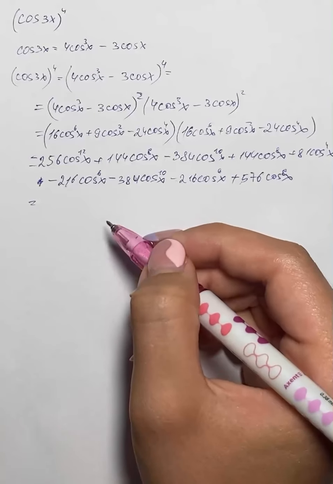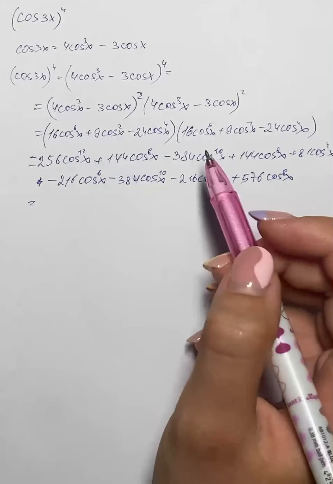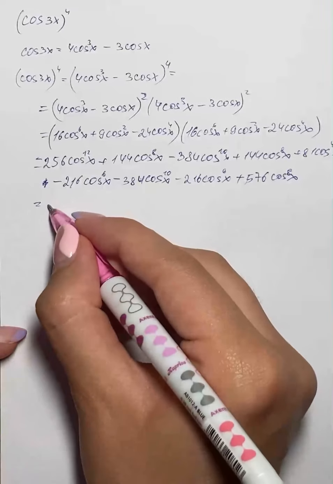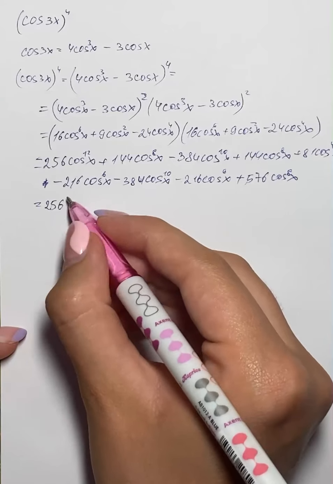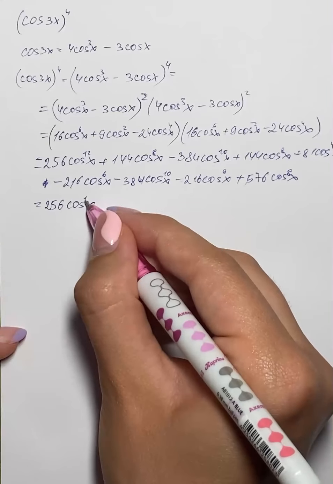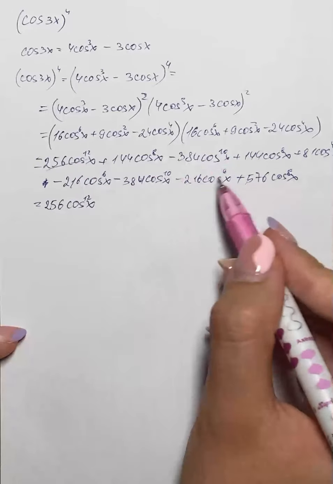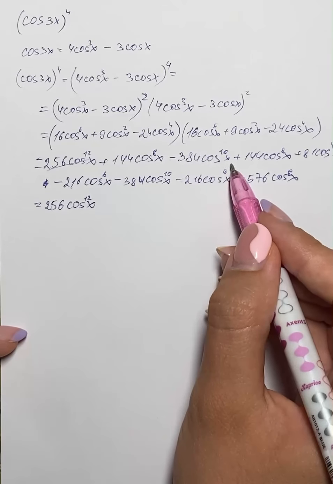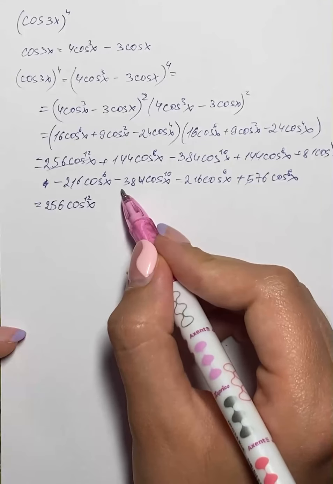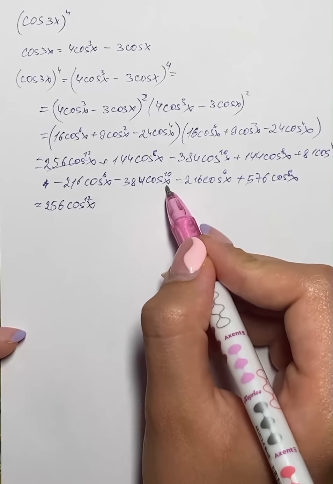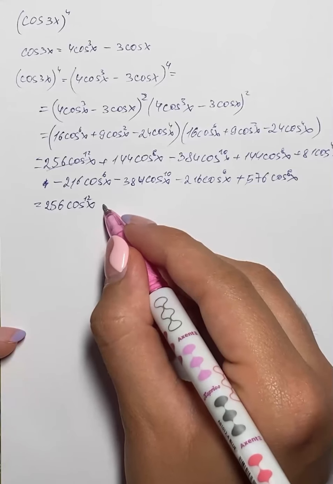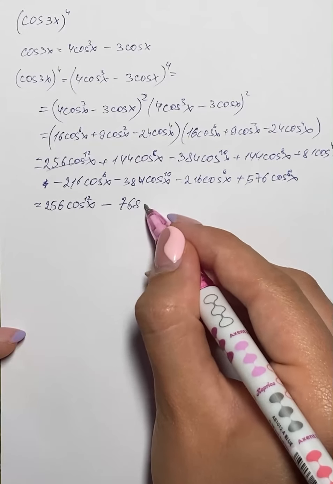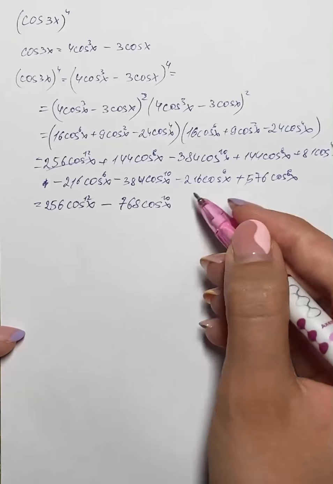So now we're going to work with terms which have the same power. So we have 256 cosine of x to the power 12. Then we have minus 384 cosine of x to the 10th power plus minus 384 cosine of x to the 10th power. So we have minus 768 cosine of x to the 10th power.